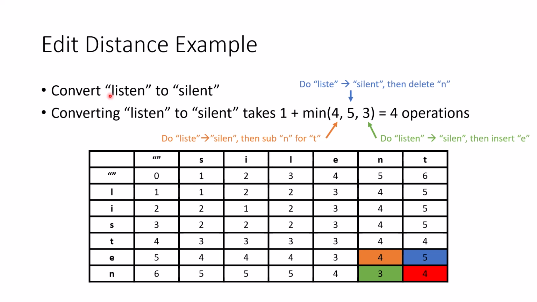So now, going from listen to silent, we did all this work to build the table. We finally reached our last step of our problem, and we're going to consider the few different cases. If we're going the substitution route, that means we're going to do list with an E to silent, and then substitute N for T. We could also go the deletion route, where we go from list, so the first A minus 1 characters, L-I-S-T-E, to all the characters of silent, and then delete this last N over here.